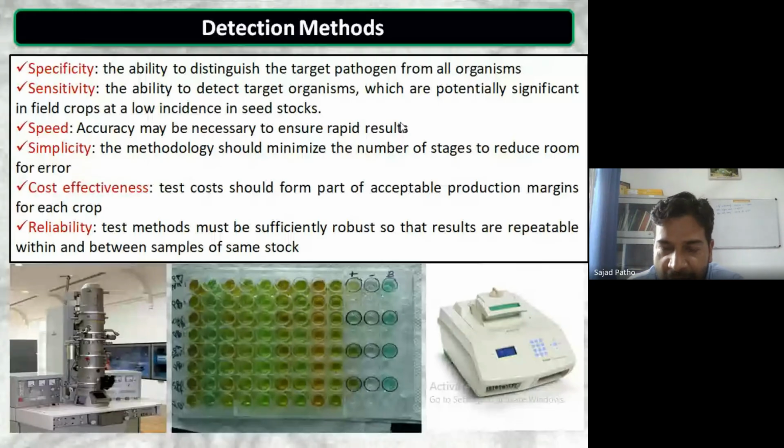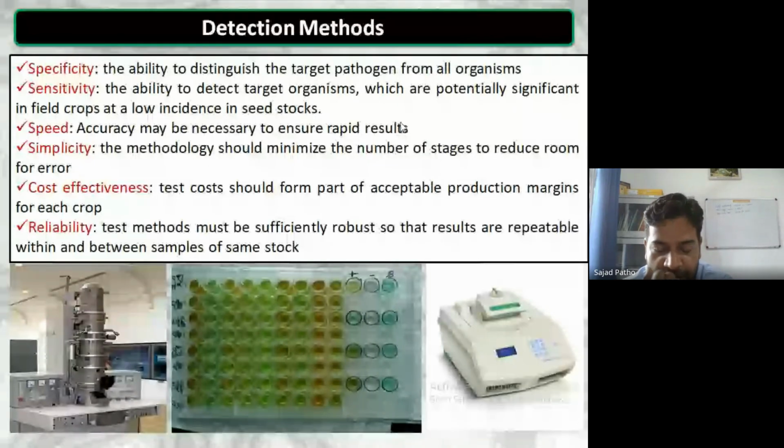And especially in plants, for example, we have to test the population. We have to test thousands of plants. So we should have testing kits which are cost effective. We should not give more burden to our farmers or any research organization to have such sophisticated techniques.